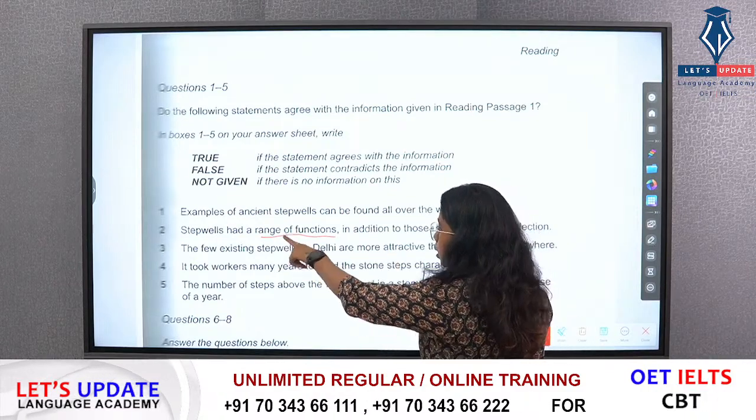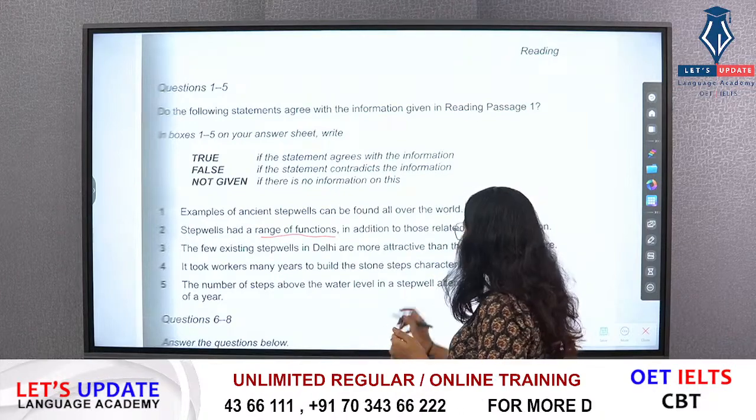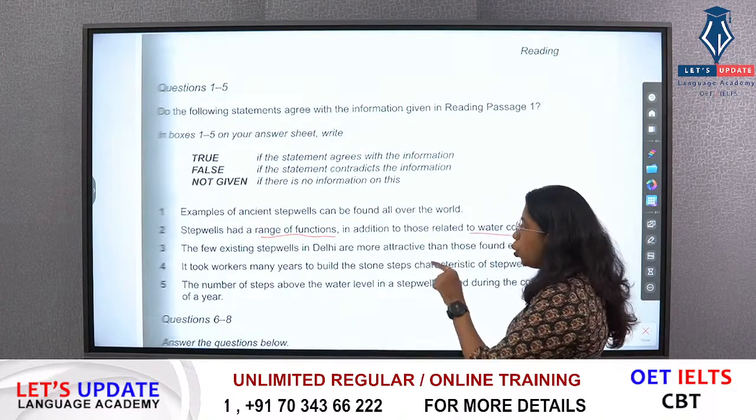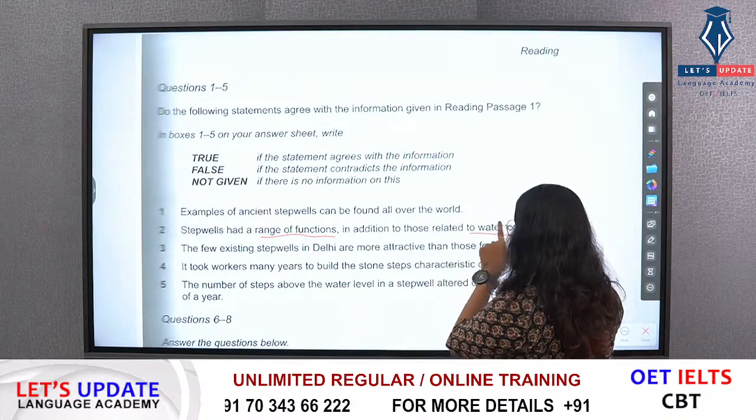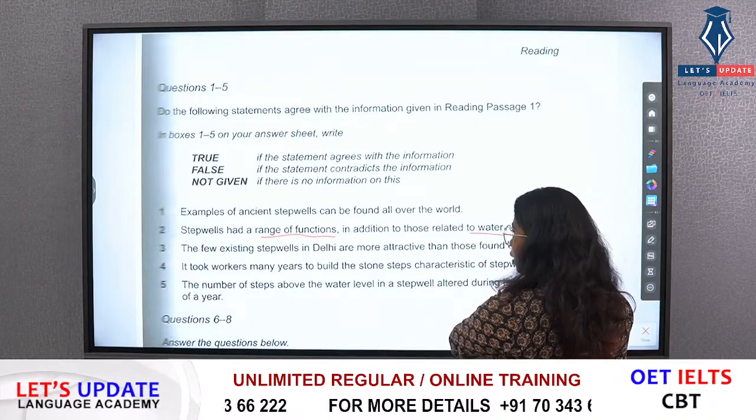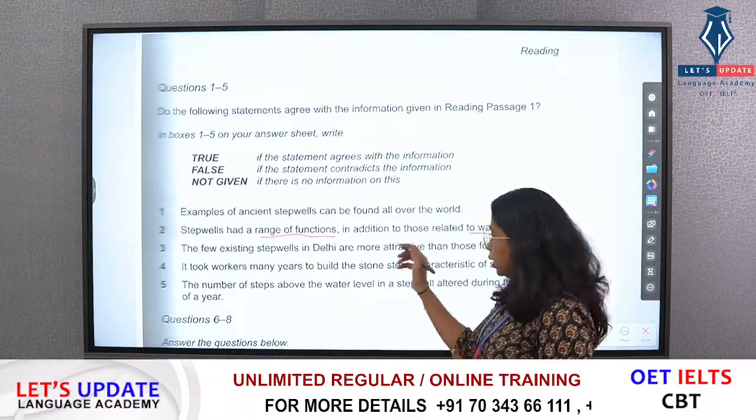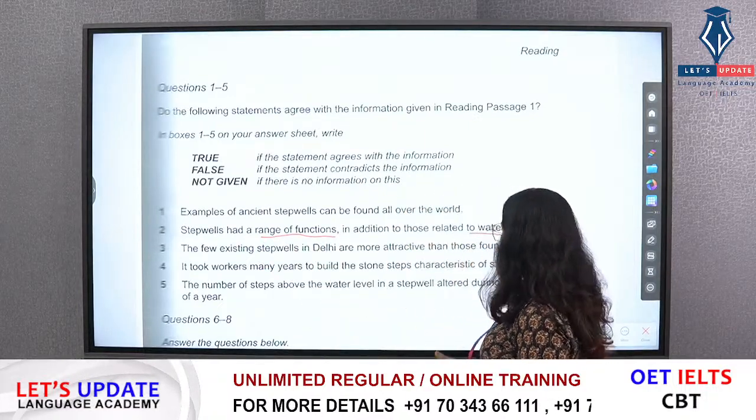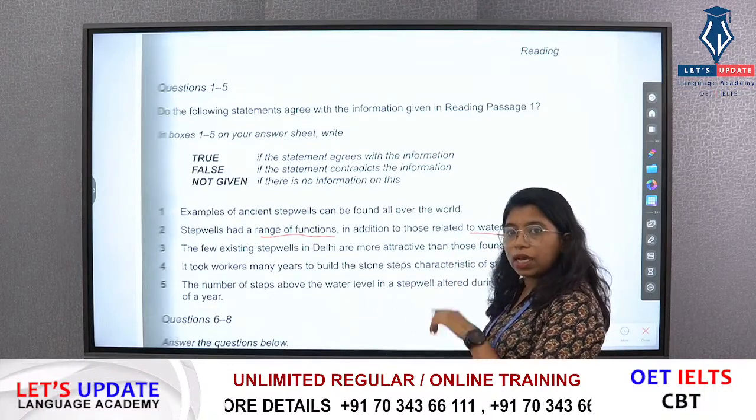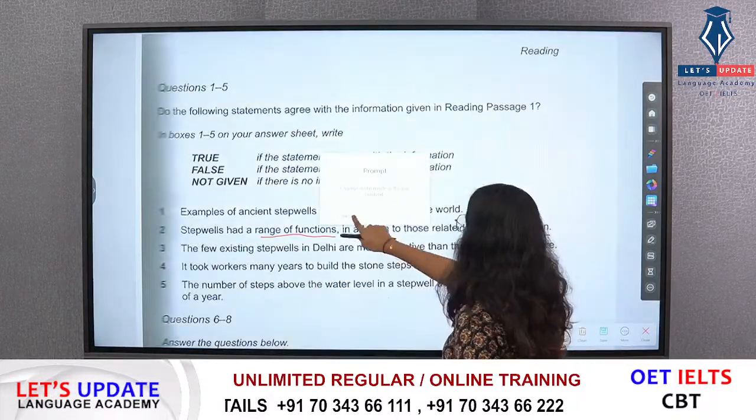Here it is synonyms like range of functions, so you can look for usage, and 'in addition to those related to water collection'. So you have to think about the uses mentioned that are related to water collection, and the range of functions other than that. You have to look for the different functions given related to water collection and something more than that. Now we are moving to the passage.